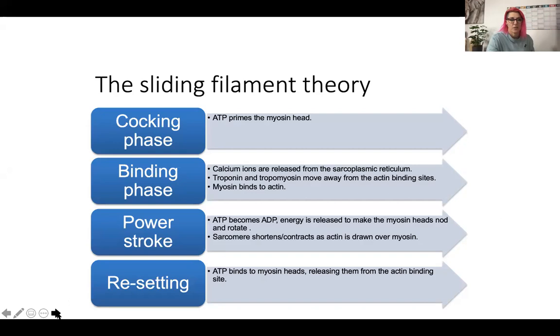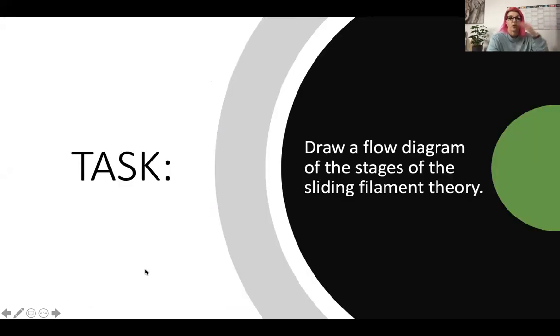When is the ATP released, what's happening with the calcium, where's it coming from. So I want you to draw a flow diagram, just simple words, arrows, as in what's happening, so you have an understanding of the process of the sliding filament theory. And you can pop any of those pictures down below. If you have any questions as well, please do ask, and we'll be happy to help.